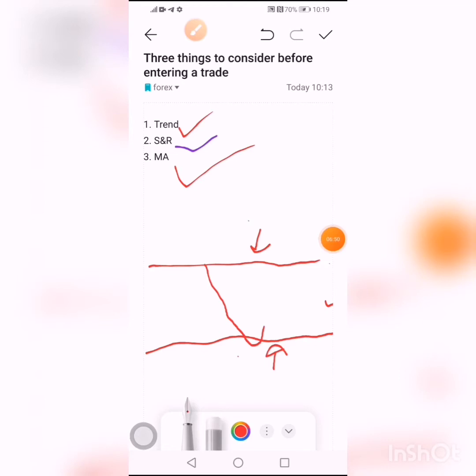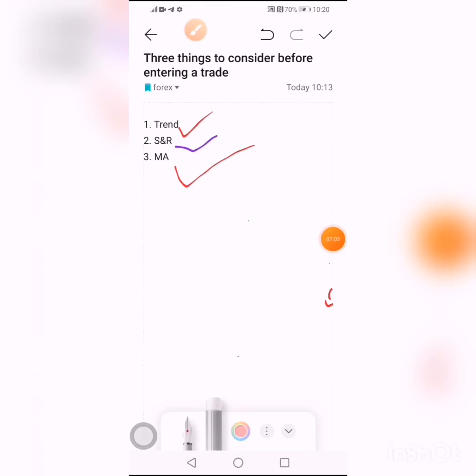Guys, these are some of the things you have to consider before taking a trade. Number one, check the trend of the market on a higher time frame, H4, and see how the market is moving. Number two, your support and resistance, check it before you open a position. Number three, your moving average or any indicator that you are using, check it well to see whether it's at the overbought level or oversold level before you jump into the market.